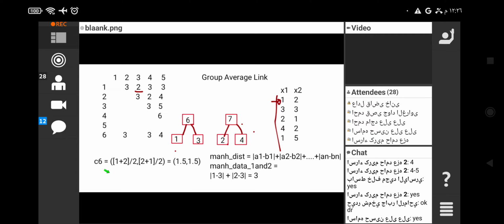Before that, we find the average of cluster 7, C7. It is equal to the average of 2 and 4. So it's 3 plus 4, 3 plus 2. It's 3.5 and 2.5.